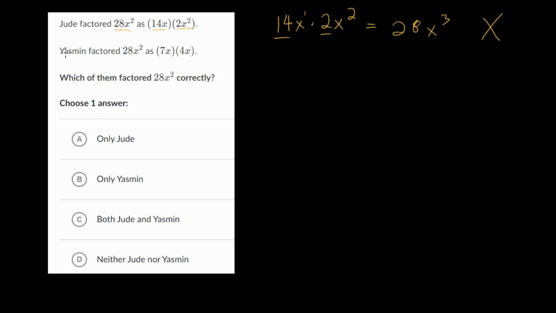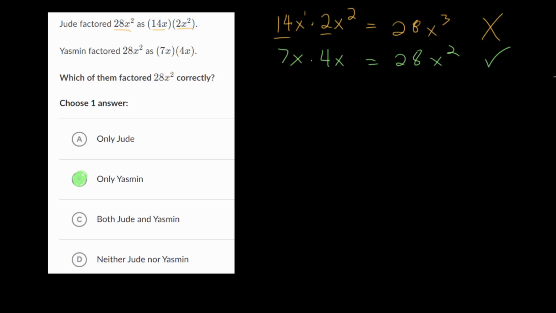But if we check Yasmin's work, they had 7x multiplied by 4x. And we know 7 times 4, that's 28. And x times x, we can just rewrite that as x squared. So we did get back 28x squared, which is what they started with. So we can feel confident that Yasmin did it correctly. And since Jude did not, choice letter B would be the correct answer here.